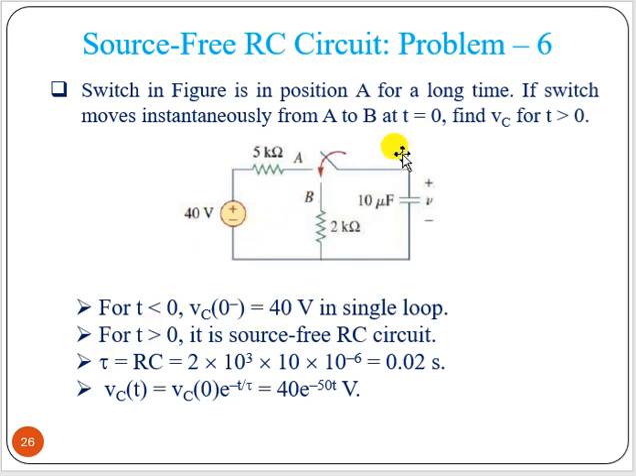Now for t greater than 0, it becomes a source free circuit. So what will the value be? Here we have only a single R and C. So we have to find out the RC value, that is tau, 2 kilo ohm times 10 to the power minus 6, that is microfarad. So we got the tau value. Then we can find out Vc(t) as Vc0, which is 40 volt, e to the power minus t by tau. Now 1 by tau is 1 by 0.02, which is nothing but 50. So this is the Vc value.